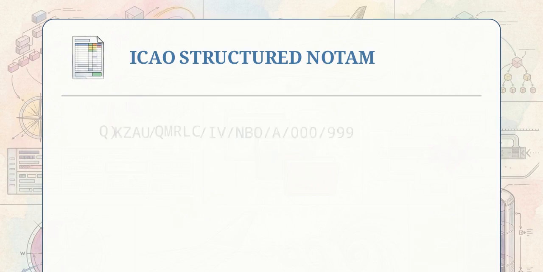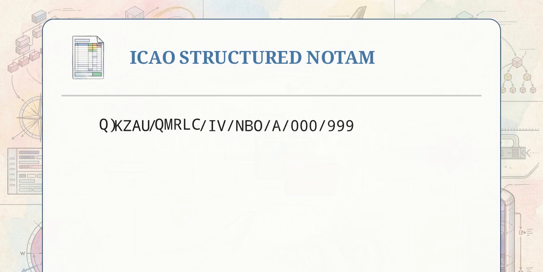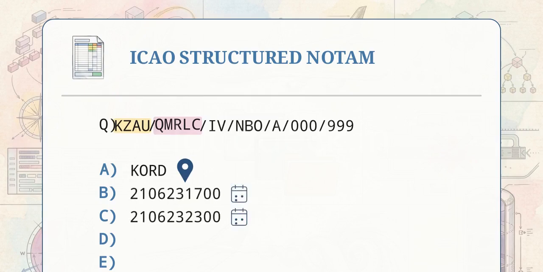It begins with the Q line, a coded string that immediately identifies the flight information region and the exact subject matter being reported. Subsequent fields, labeled A through E, drill down into the specifics. They define the precise geographic location, the exact start and end times in Universal Coordinated Time, and provide a plain text description of the operational limitation.